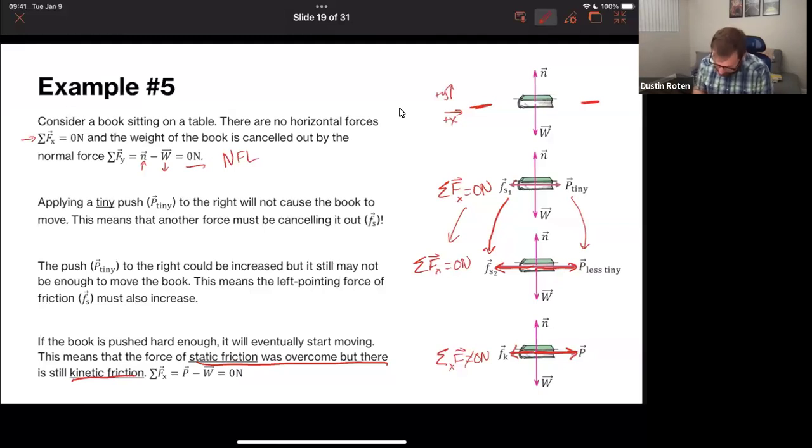This should be F sub K. My bad. So what you see is the push minus the force of friction. That does not equal zero, right? Because those forces are unbalanced.